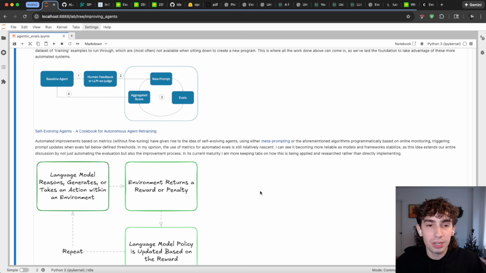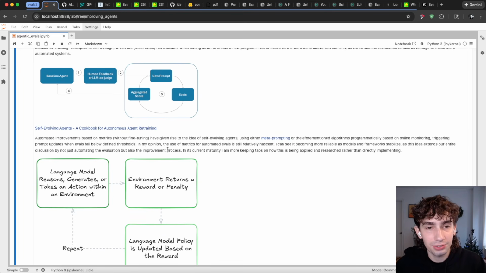From my experience and observation, actually doing this is still relatively nascent. I can see this becoming more reliable and more popular as the models and frameworks to do this stabilize, but in its current maturity, I am more keeping tabs on how this is being applied and the research around it, rather than directly implementing these self-improving loops myself.